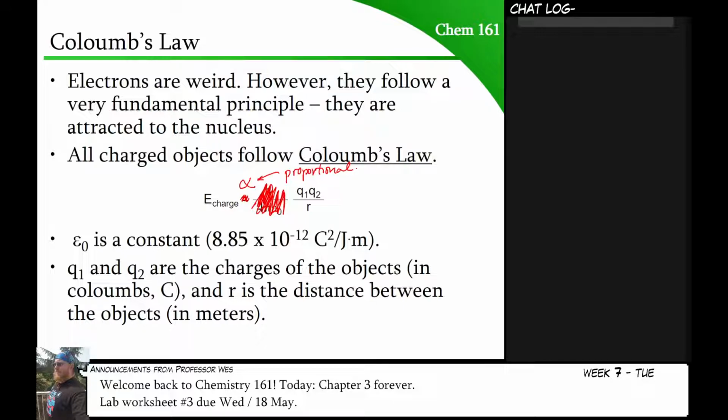So the energy of attraction between two charged objects is going to be proportional to the magnitude of the charges and the distance between those objects. Now, charge is measured in coulombs, and radius is measured in meters. We talked about what a coulomb is when we talked about Millikan's oil drop experiment.